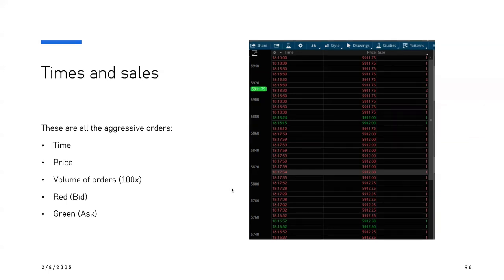You get the time right here, price, and you get the size. And the size is 100x on Thinkorswim. But the red is all the offers hitting the bid. Green, you got all the offers hitting the ask, what price point they're hitting, and the time they're hitting. So it gives you everything you see on the Bookmap, everything in the footprint chart, and this really ugly thing is coming at you so fast.